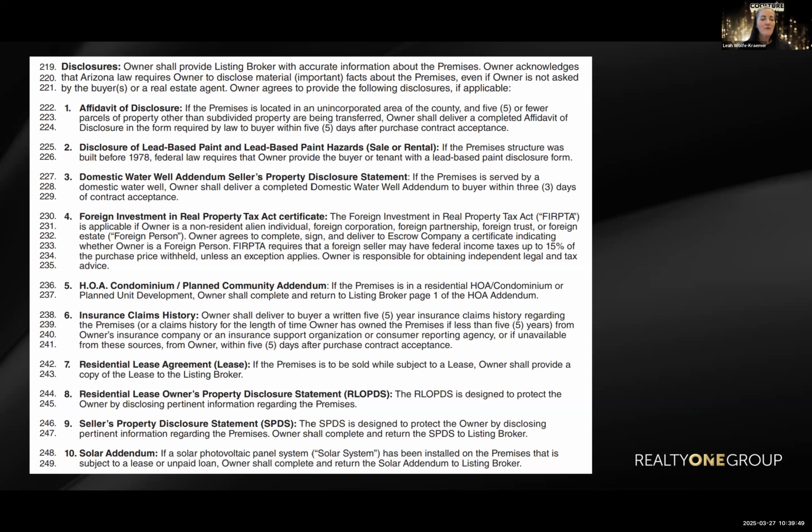Their insurance claims history, formerly known as the CLUE. Please don't call it the CLUE. That's not what it is. It is a claims history or a letter of experience. I encourage my sellers to request that right away, again, so that I have it as soon as we have an offer. We're not trying to track it down after the fact.